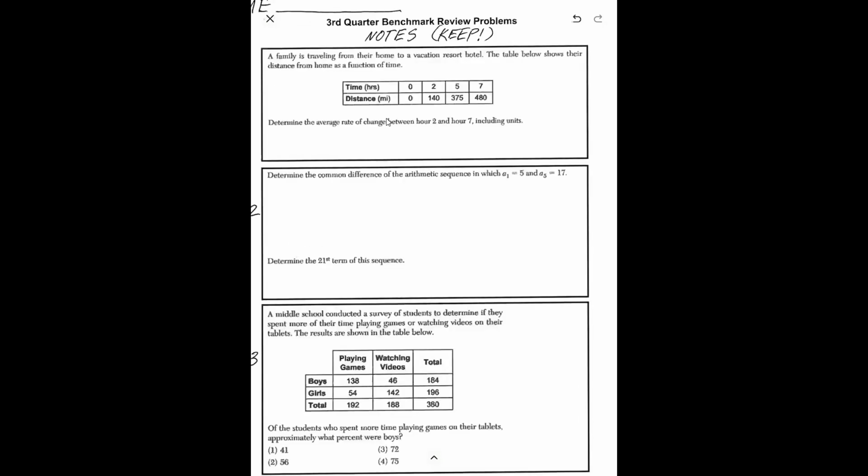All right, so the very first thing you see here is we've got a family traveling. They're coming home to a vacation resort. They gave us a table below, and they said that the distance is a function of time. They want us to determine the average rate of change from hour 2 to hour 7.